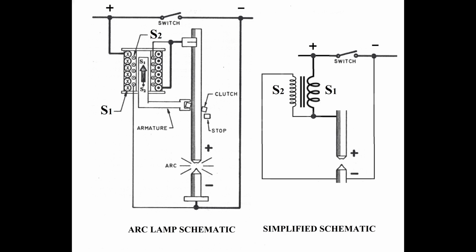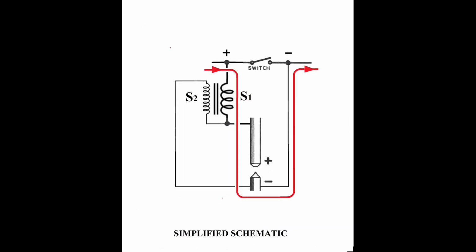On the right is a simplified version of the arc lamp schematic shown on the left. Only the electrical components are shown. Let's have a closer look. The current flowing in the arc lamp's power circuit, IS1, produces a voltage drop across the resistance of the arc, VARC.